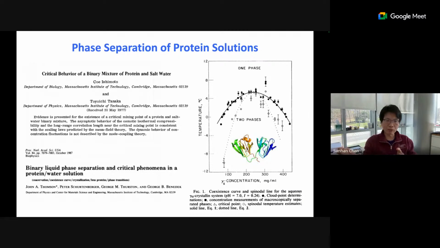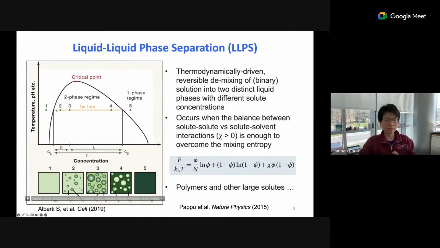If I go back to this phase diagram, imagine you are here at concentration 2, and it phase separates into this droplet, which is the more condensed, denser phase, and this light green is the more dilute phase. If you increase the temperature, eventually you will enter the single phase regime, or the droplet will dissolve. So you can crank it up and down. This process is fully reversible.